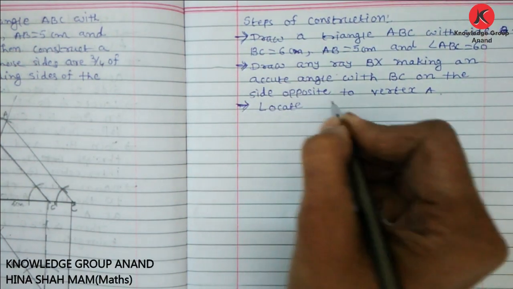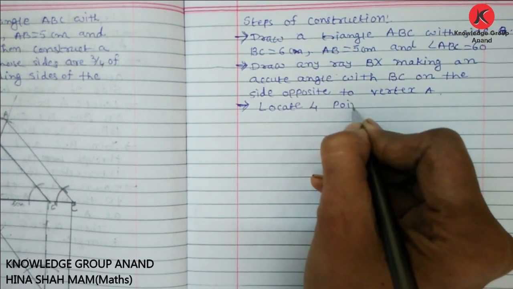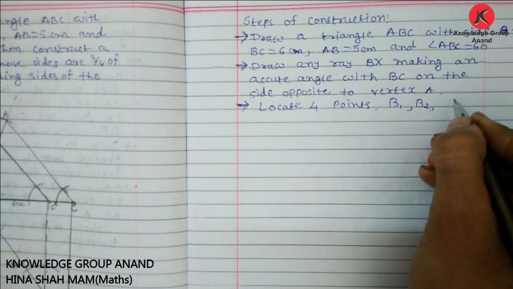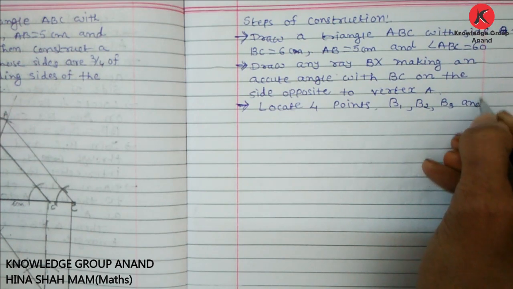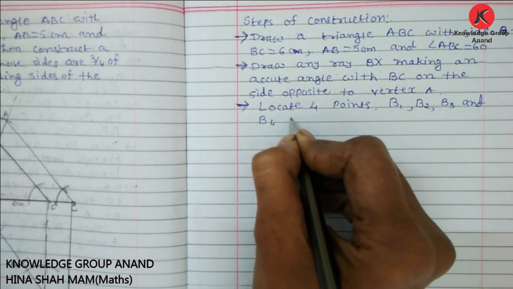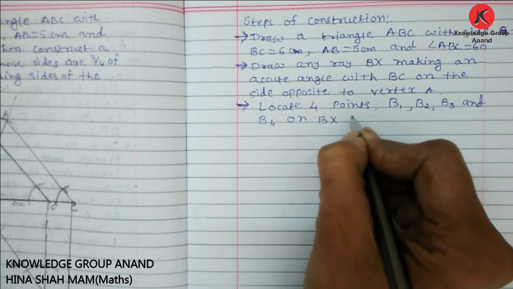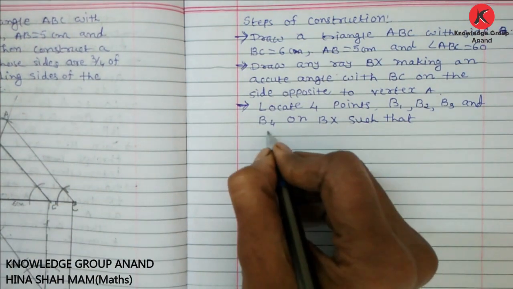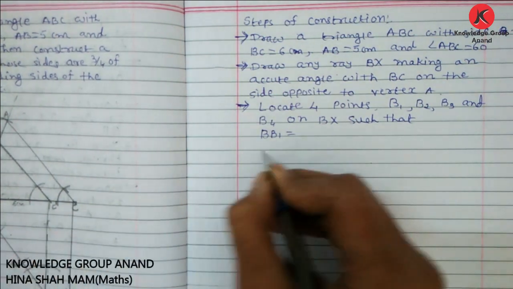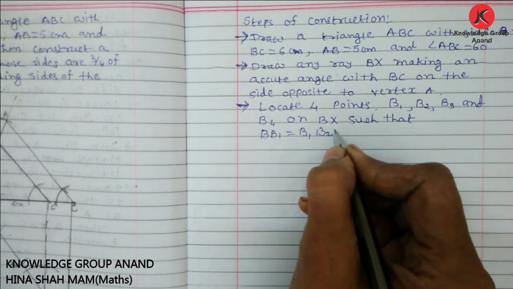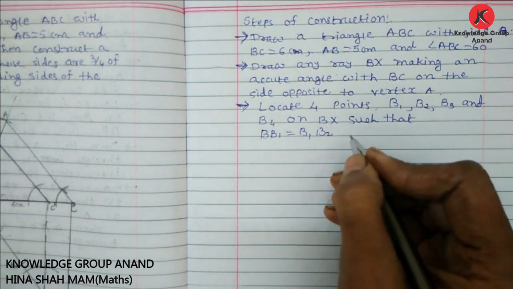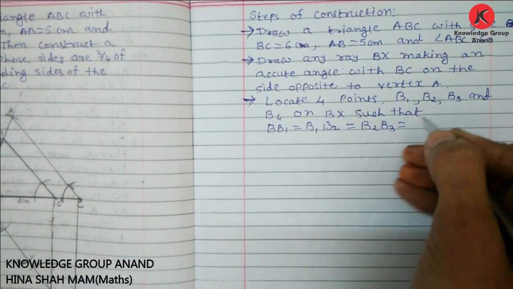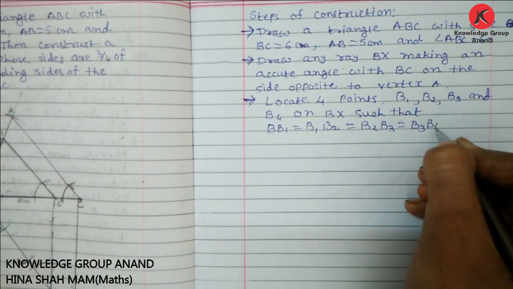Locate 4 points B1, B2, B3 and B4 on BX such that BB1 is equal to B1B2 is equal to B2B3 is equal to B3B4.